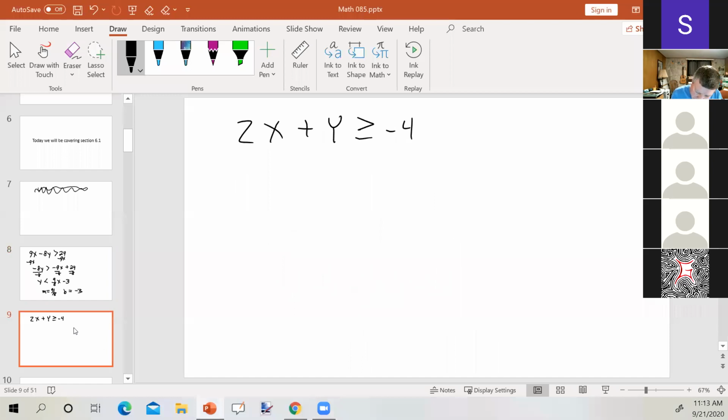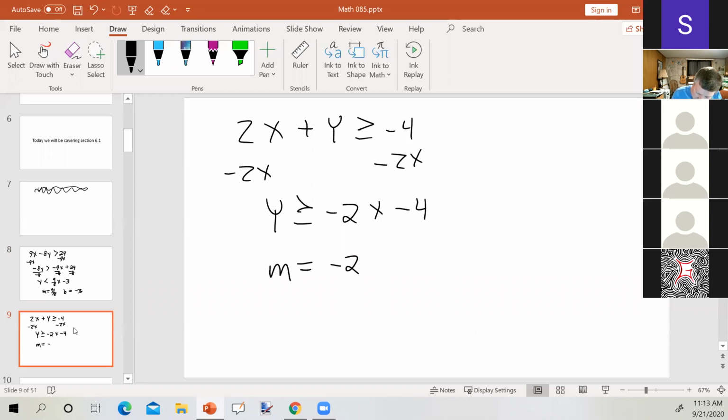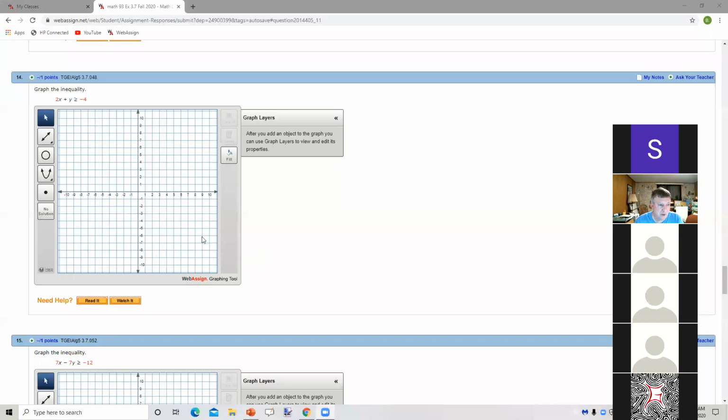So I'm going to subtract 2x from both sides. I'll get y is greater than or equal to -2x minus 4. So it's already in slope-intercept form. The slope is -2 and the y-intercept is -4. We all right with that? So far, so good. Okay, so now we'll go back and share the WebAssign screen.